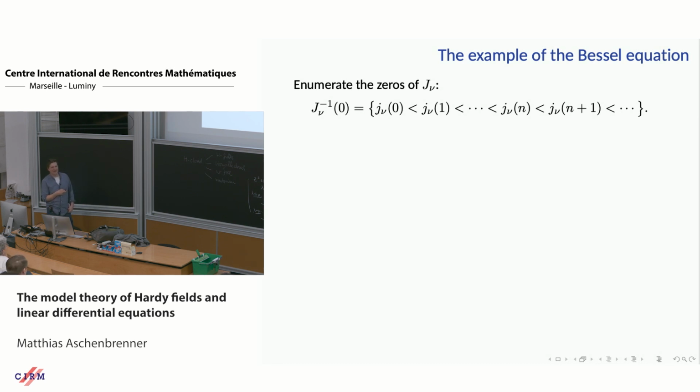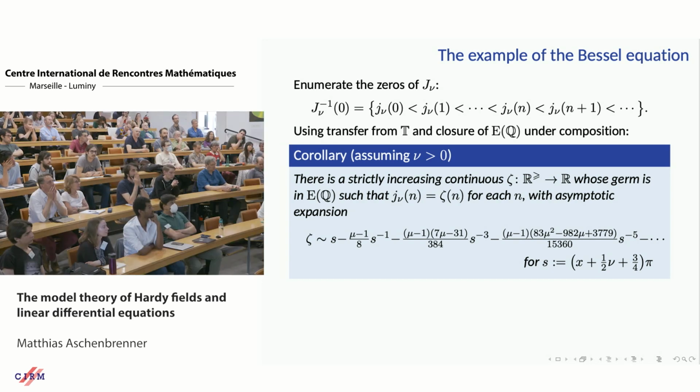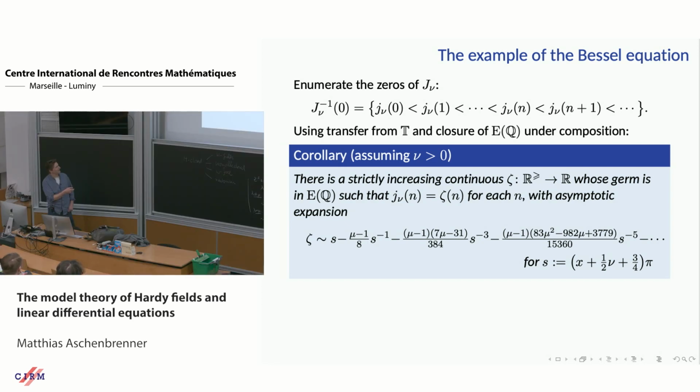Then the zeros of the Bessel functions have been studied extensively, so let's enumerate them. One result that we can prove in a similar way as before, namely using transfer from T, first doing this whole thing over T, and then using a fact that Boshernitzan proved, namely that this E of Q is closed under composition, is that you can actually parameterize the zeros of the Bessel function using a germ in a Hardy field. Then again, by first doing it over T, you can compute an asymptotic expansion for this nth zero, which is given here. And again, it looks pretty complicated.